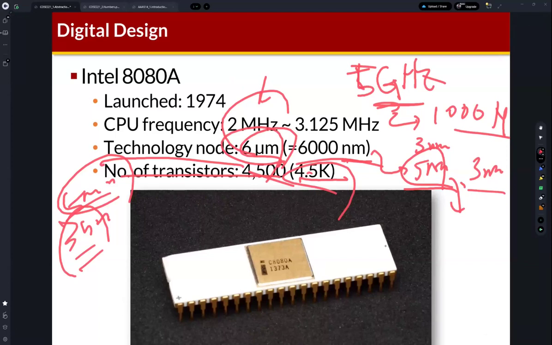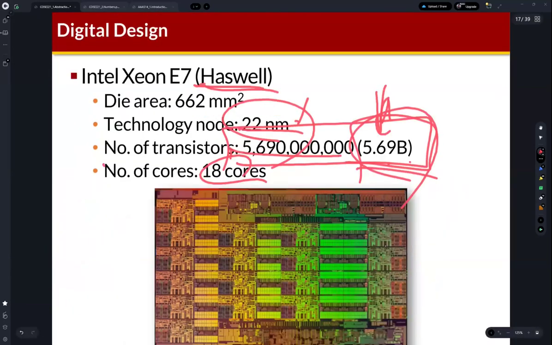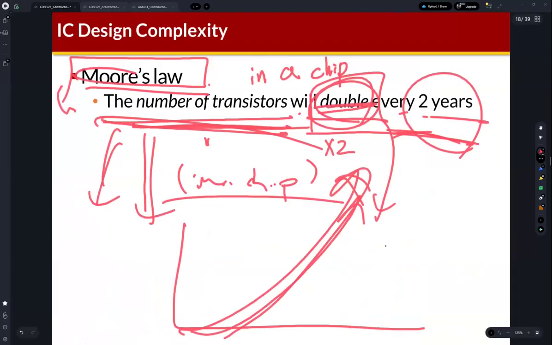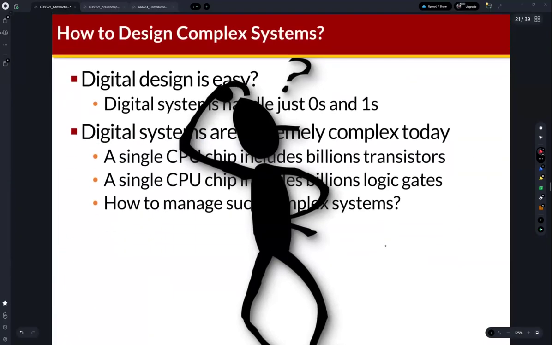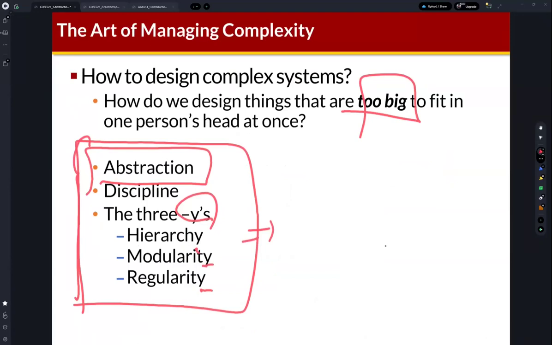Previously we could only integrate thousands of transistors, but now, this is an old generation chip, the old hardware architecture of an Intel CPU. It is not the cutting-edge architecture, but even this old architecture includes billions of transistors. So digital systems are very complex systems. Then I also mentioned, how can we design these complex systems?